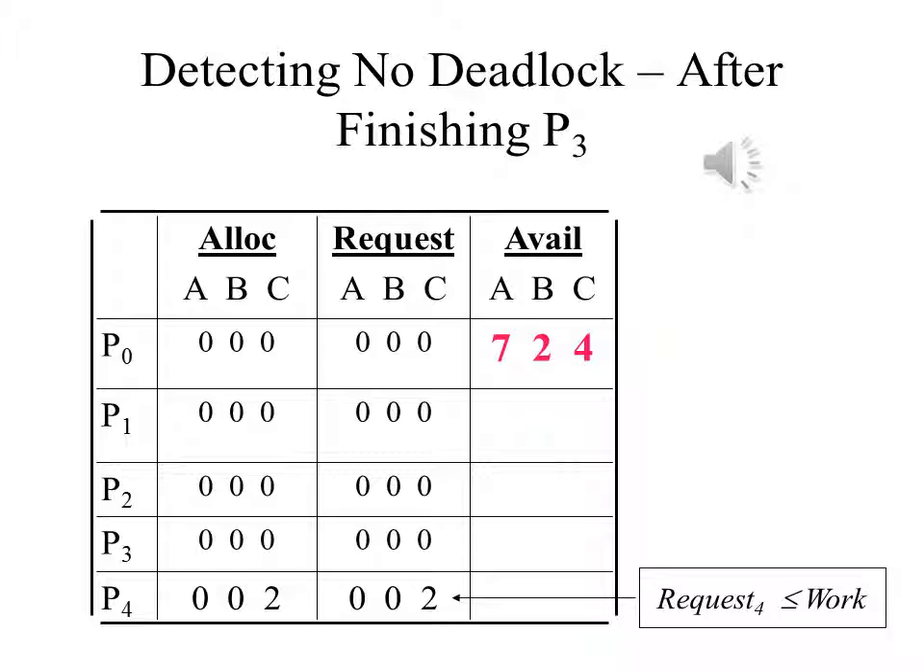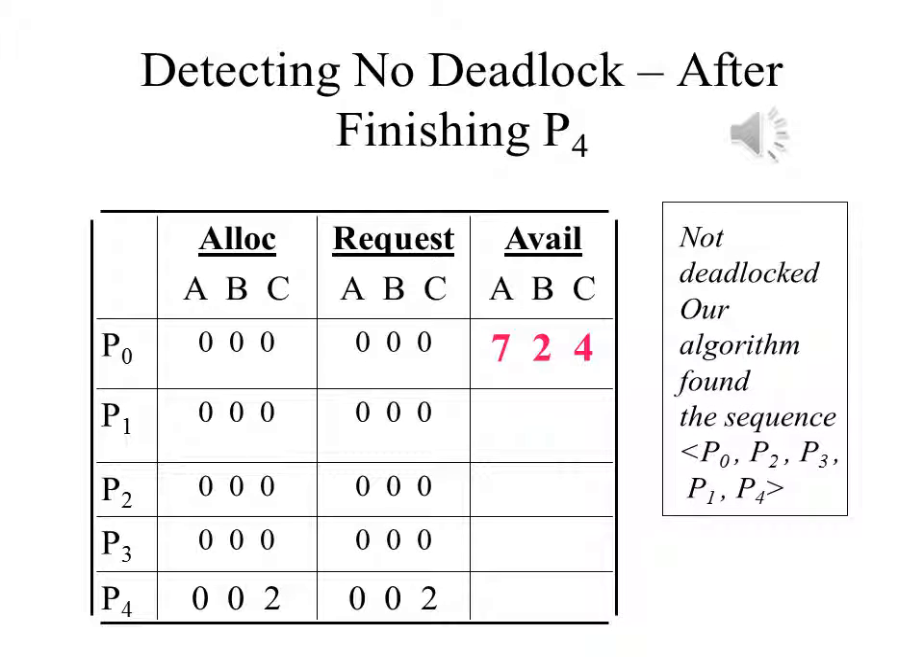This is more than enough to meet P4's request, and it can run through completion. We can now reallocate its resources. This is clearly not a deadlock, because there is a sequence of processes that can be completed. That sequence is P0, P2, P3, P1, P4.